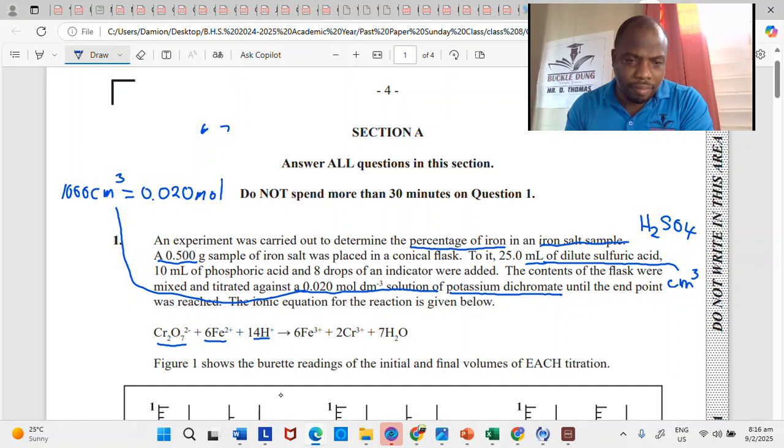Beautiful. How many moles of iron do we have? 6. How many moles of the acid do we have? 14. How many moles of the iron 3? 6. All right. Now I want to bring your attention to something when you examine this.